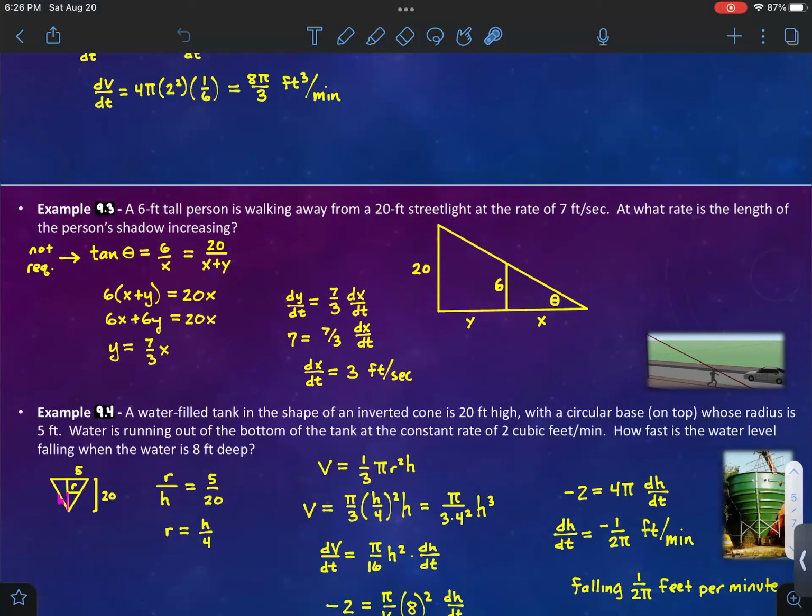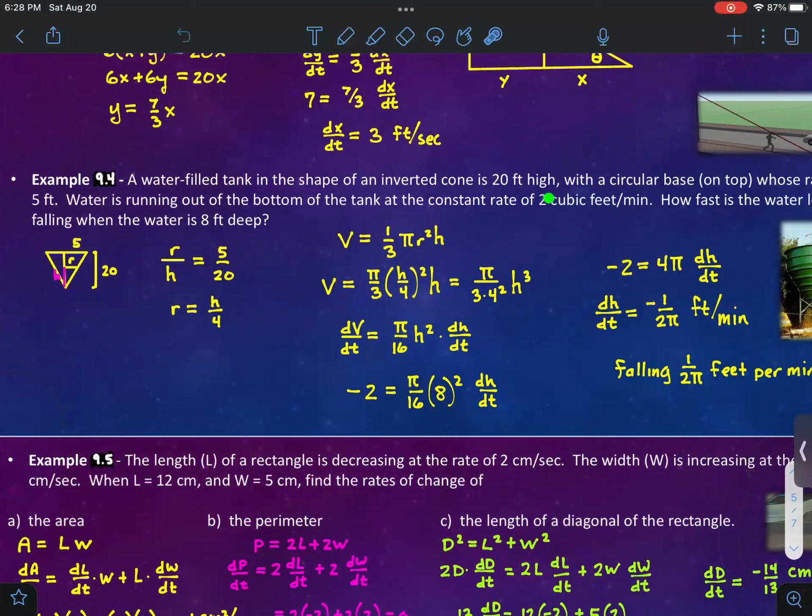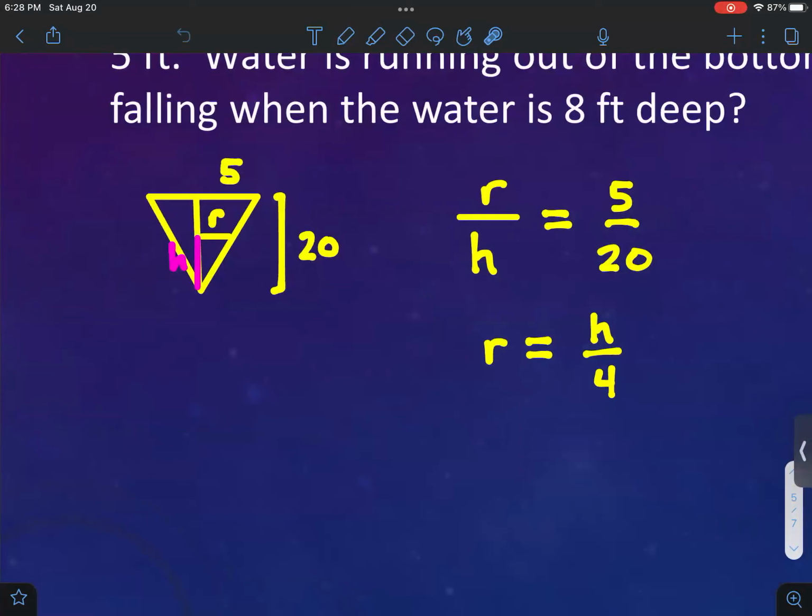Pictures really do help. Water is running out of the bottom of the tank at a constant rate. That's a number we can make use of. Cubic feet per minute tells us a couple things. It helps us establish that this is definitely a rate of change of a volume. It's also with respect to time, so that's the clue that this is a related rates problem. We want to know how fast the water level is falling. So the h that I've drawn in this picture here, it's hard to see, but that h represents height of the water. It's decreasing. So it looks like we're going to be interested in dh/dt.